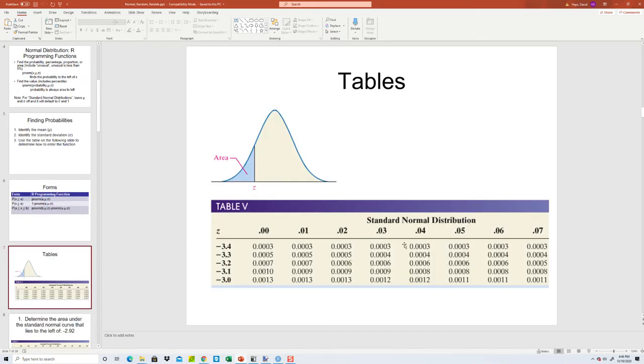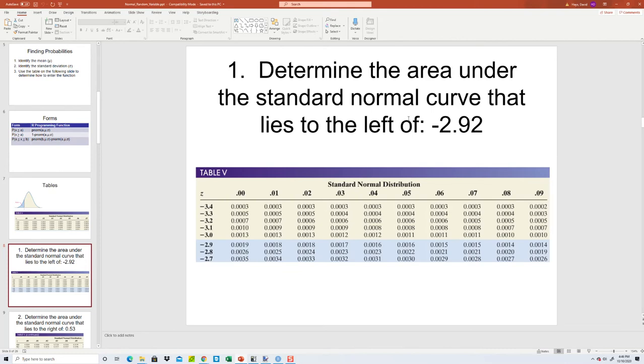Okay, this is generally what a table looks like. Now, some books are a little bit different, so I want to approach that idea. This one shows you a picture, and this table is based upon the area to the left. I've seen some very bizarre ones where the area is to the right. So if you do it by hand, if the area is to the left, it's actually easier, in my opinion. Now we're going to do this two ways. We'll do it by hand using tables, and then we'll do it using our programming language. So you'll see lots of different examples of this. It says determine the area under the standard normal curve that lies to the left of negative 2.92.